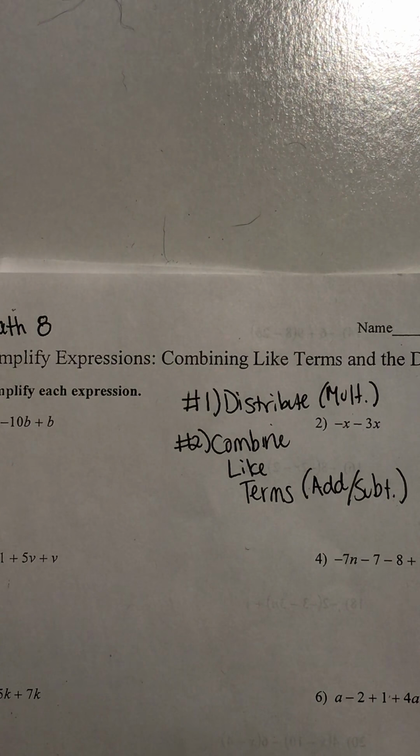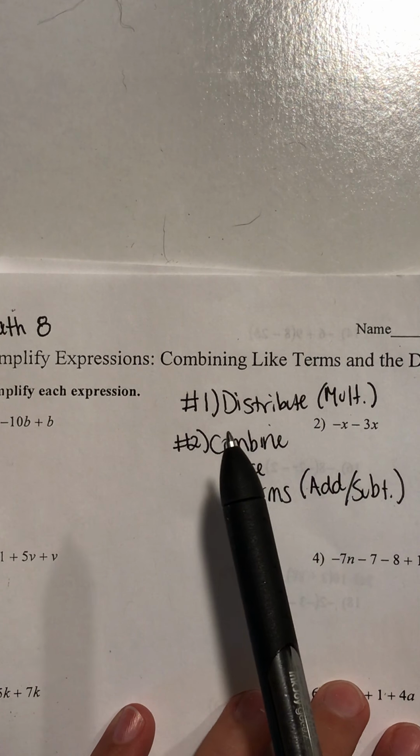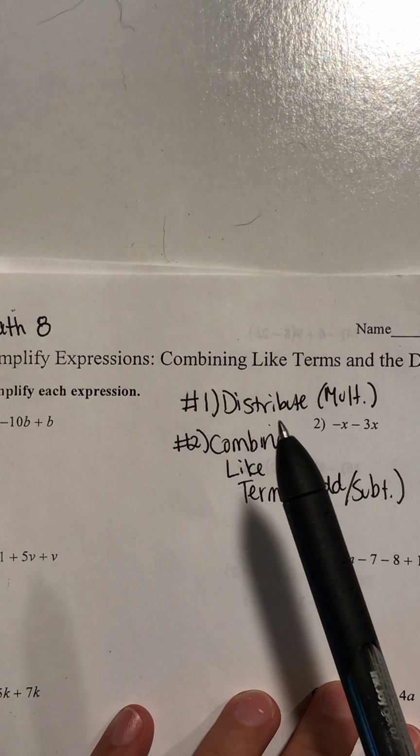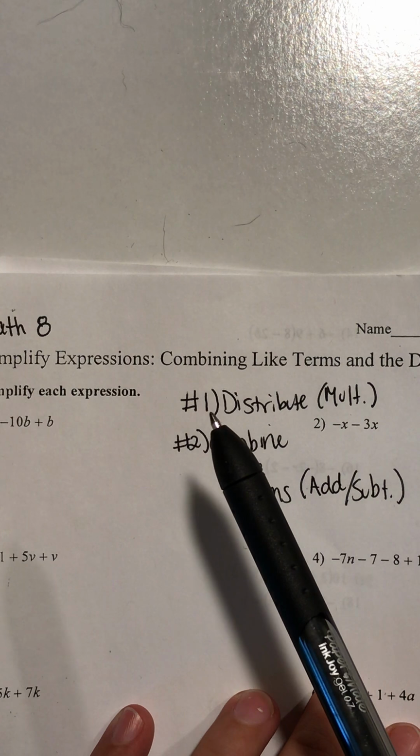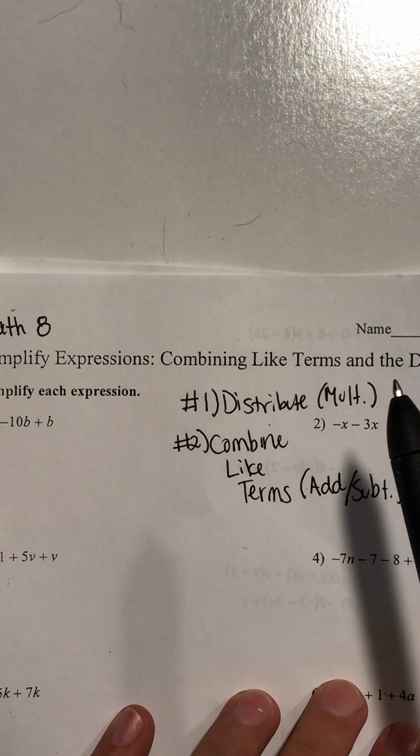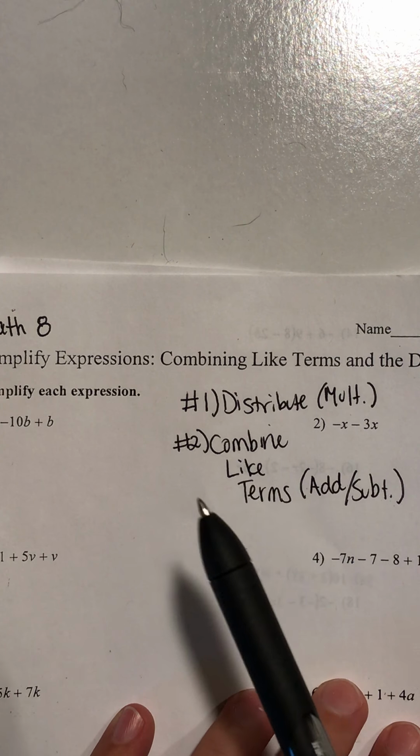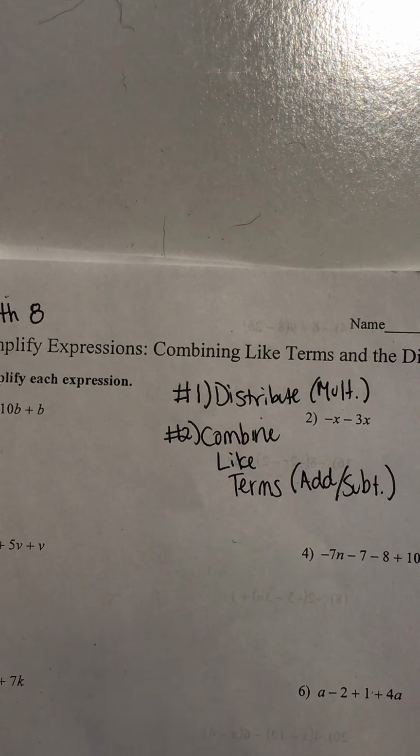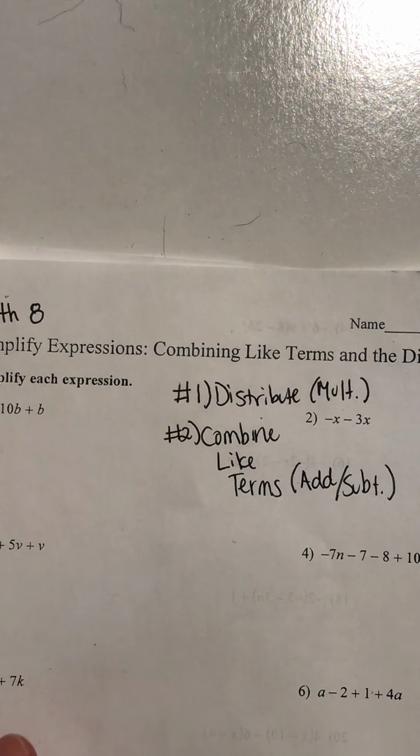In class today, we talked about how to distribute and combine like terms. When you're simplifying expressions or even equations, the first thing you always want to check for is the distributive property. Is there a set of parentheses with a number on the outside? If so, you need to distribute that number, or multiply that number from the outside, to every piece on the inside of the parentheses. If there are like terms, and like terms mean they either have the same letter or there's no letter at all, then you have to combine them, which means you add or subtract.